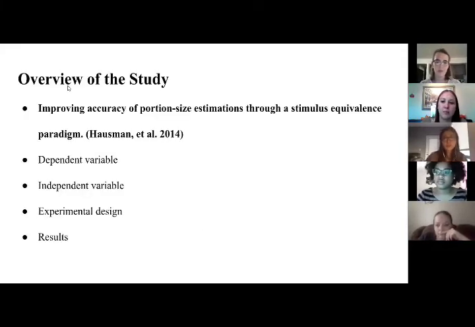The research article that we chose to replicate for our project is Improving Accuracy of Portion Size Estimation Through a Stimulus Equivalence Paradigm by Hausman and colleagues, 2014. This research study is targeted to individuals who suffer from health issues caused by obesity or overconsumption of high-energy foods, such as Cheerios, crackers, and egg noodles, which were used in the intervention as target foods.